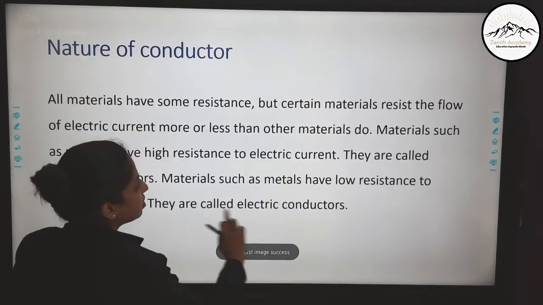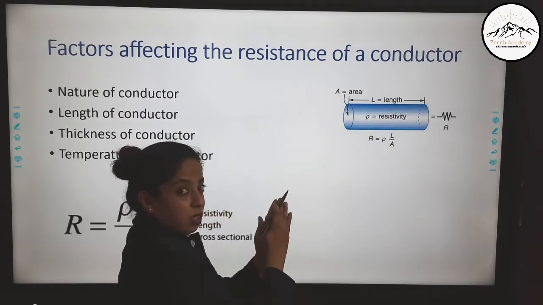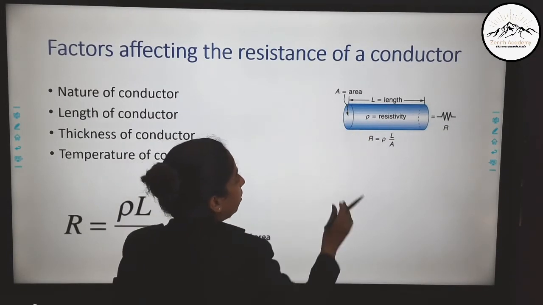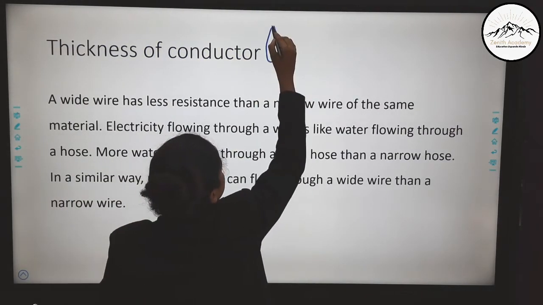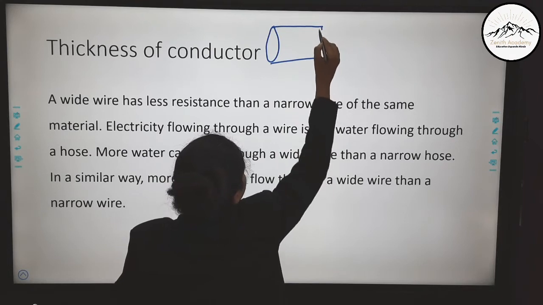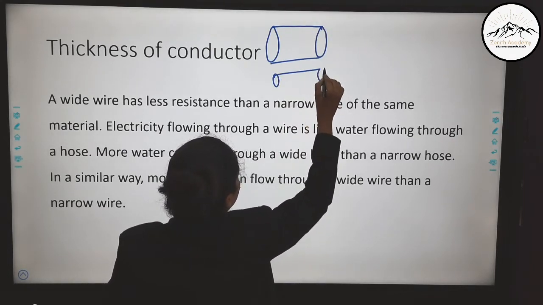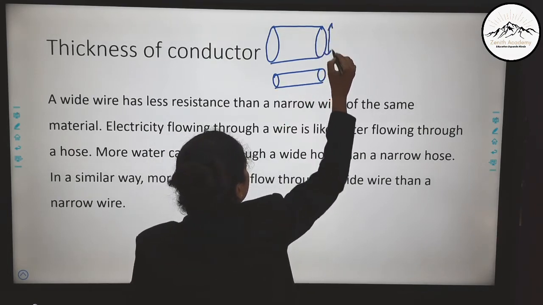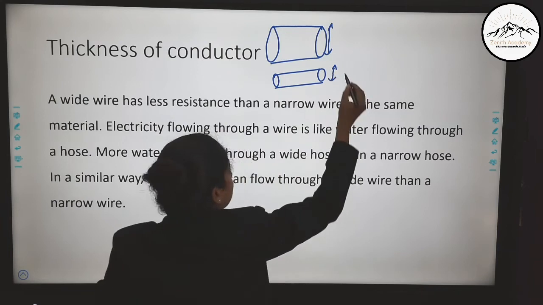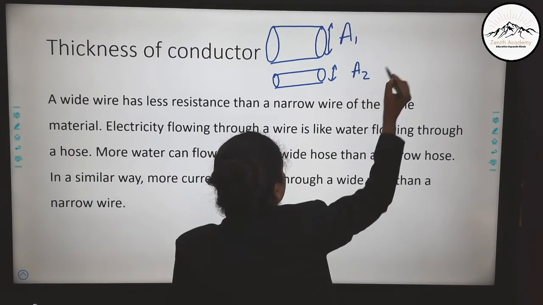Now, next is thickness of conductor. So we had seen this diagram. So here you can see this is the thickness. The thicker the wire is, the more will be the area. So if I draw two wires like this, one wire is like this and another wire is like this of the same length, but here you can see this is thicker than this one, or we can say area of one is more than area of two.